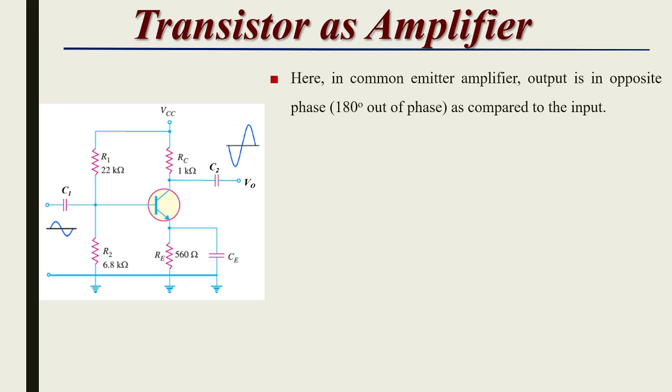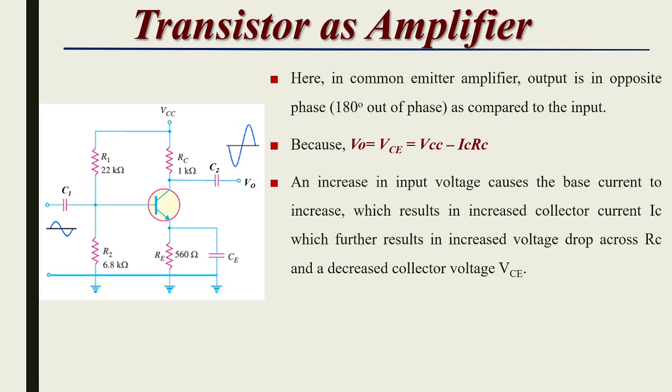Here we can notice one thing: the output of this transistor amplifier is in opposite phase, that is 180 degrees out of phase compared to the input. Here the input has a 0 degree phase shift, and the output, the amplified version of the input, is 180 degrees out of phase. Why does this happen? Because the output voltage VO, that is VCE, is equal to VCC minus IC RC. IC RC is the voltage drop across the resistor RC, and this depends on the input current IB.